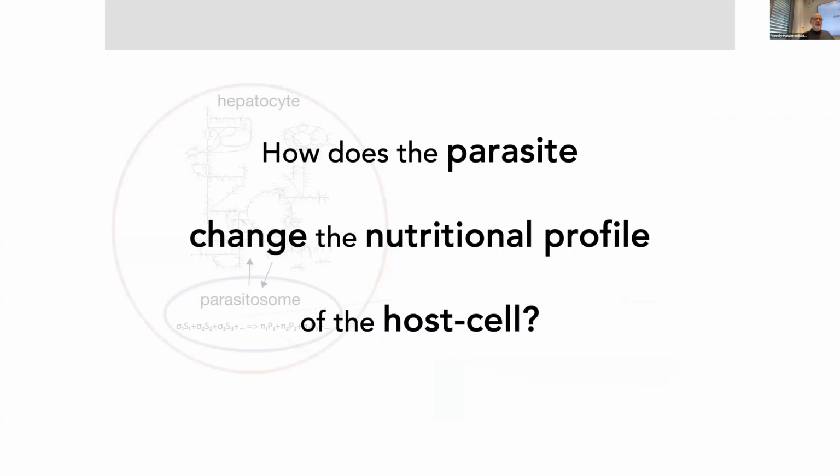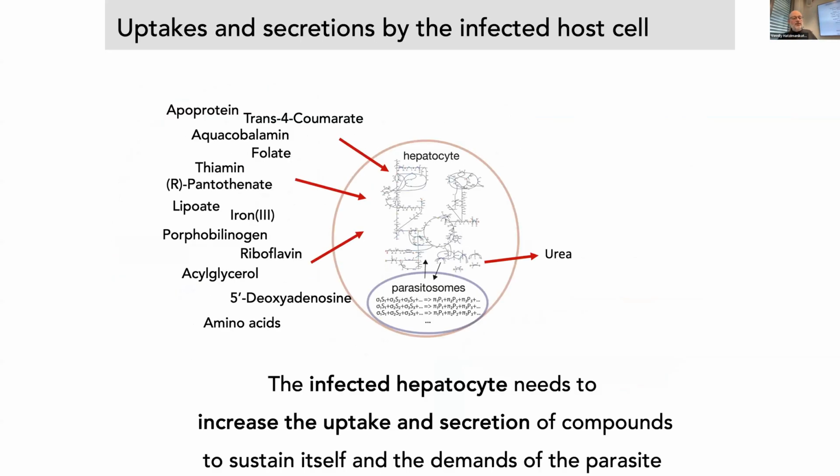And now, of course, after we have this, we can ask the question, how does the parasite change the nutritional profile of the host? In this case, for example, these are some of the compounds that we found the infected cells increase, probably, and this is now under investigation when we look more closely in the parasitosomes. So they are probably increased in order to meet the needs of the parasite or to substitute for what the organism is losing to the parasite.